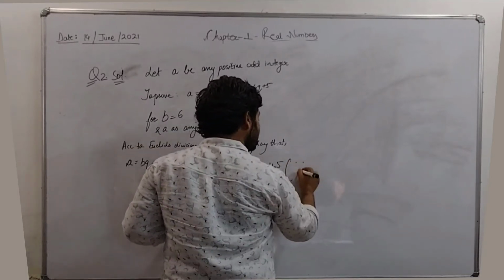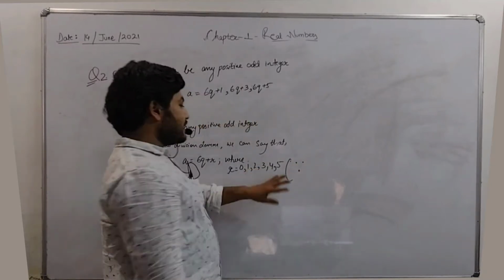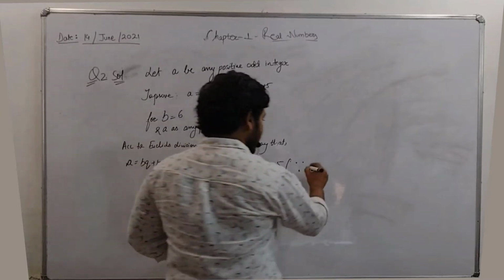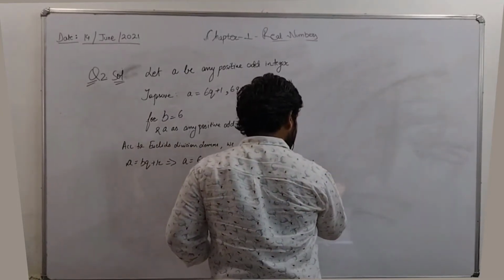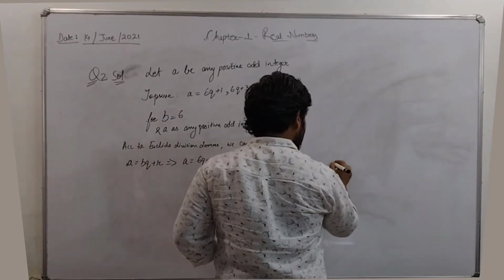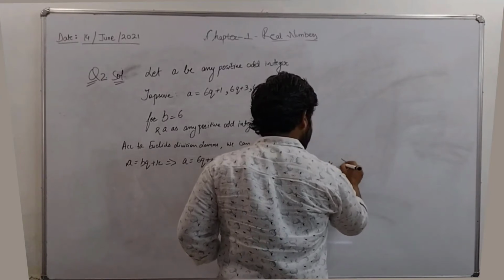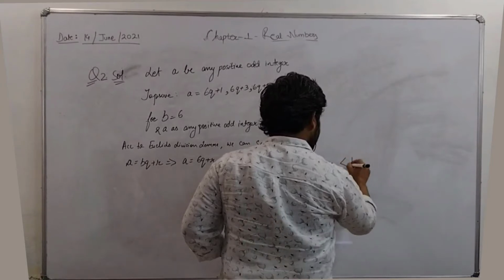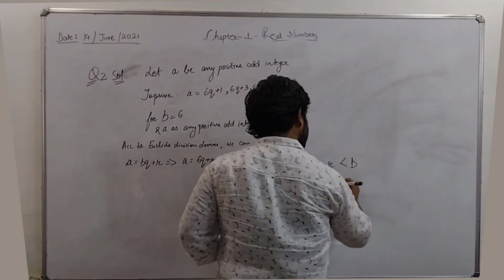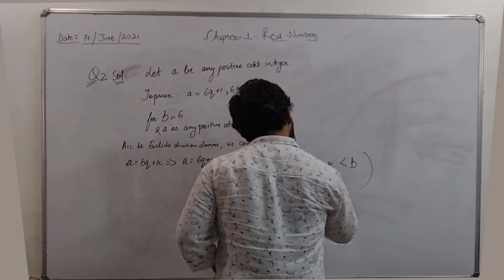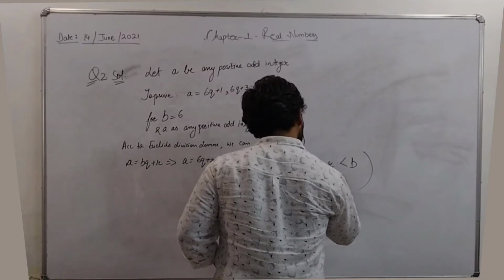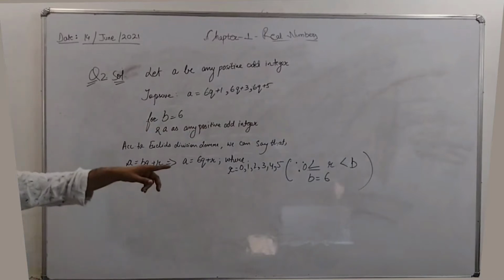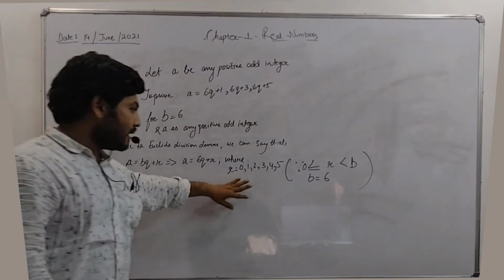Because, and here always justify your answer by giving a statement: because the value of r lies between 0 and b, and here b is equal to 6. So the value of r lies between 0 and b, and here b is equal to 6. So we have the values of r as these.